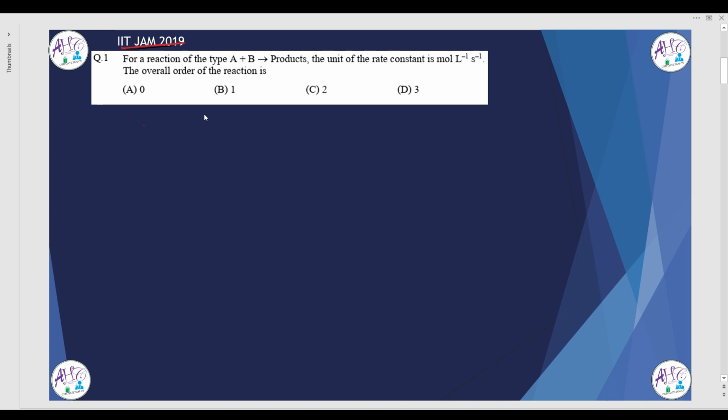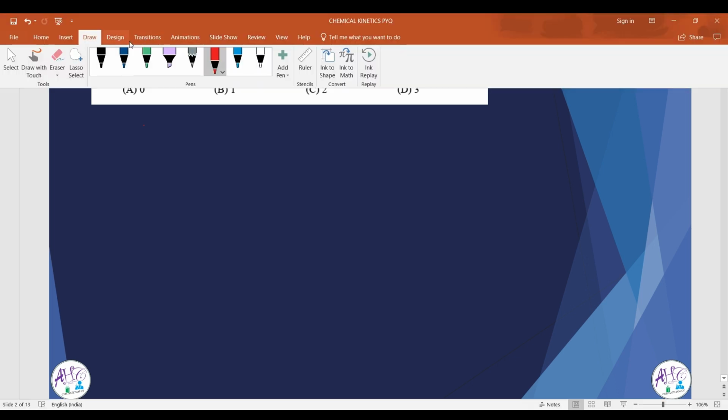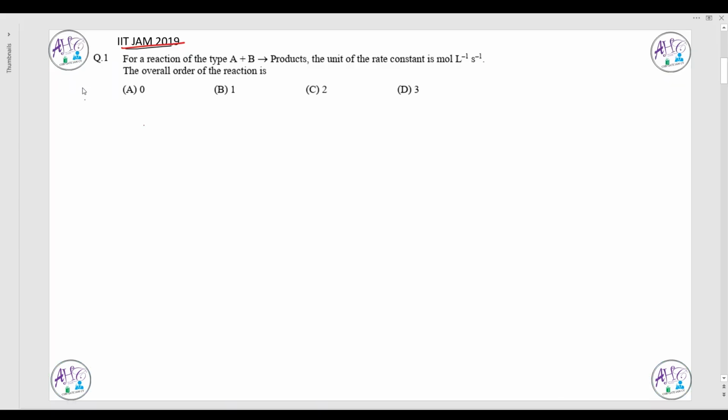Here what they have asked is, for the reaction of the type A plus B giving product, the unit of the rate constant is given, and they are asking what the order is.